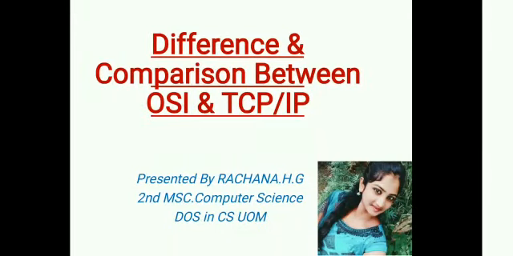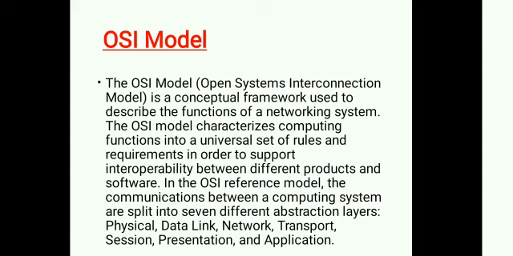Hello everyone, I am Rachana HG, studied MSc Computer Science at Mansa Gangotri. I am going to present a topic: difference and comparison between OSI and TCP/IP reference model. Let us try to understand the definition, schematic diagram, comparison and difference between OSI and TCP/IP reference model.